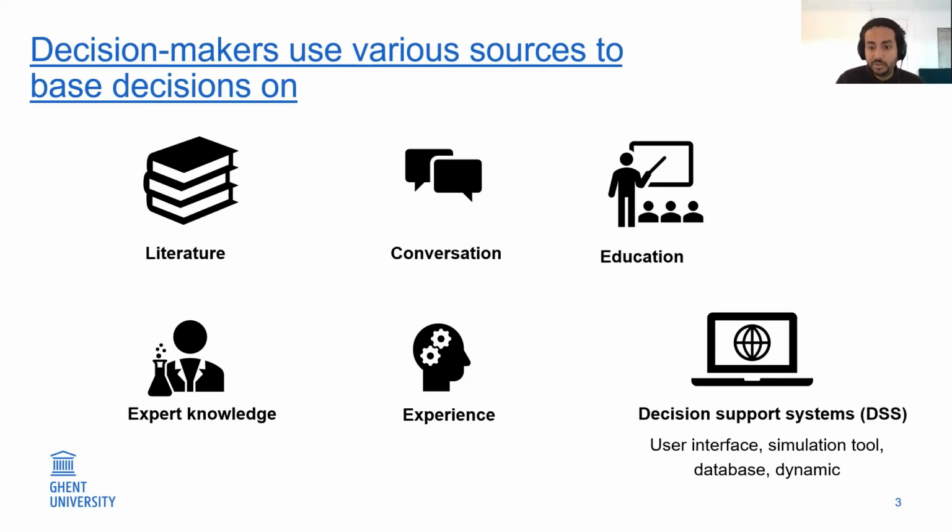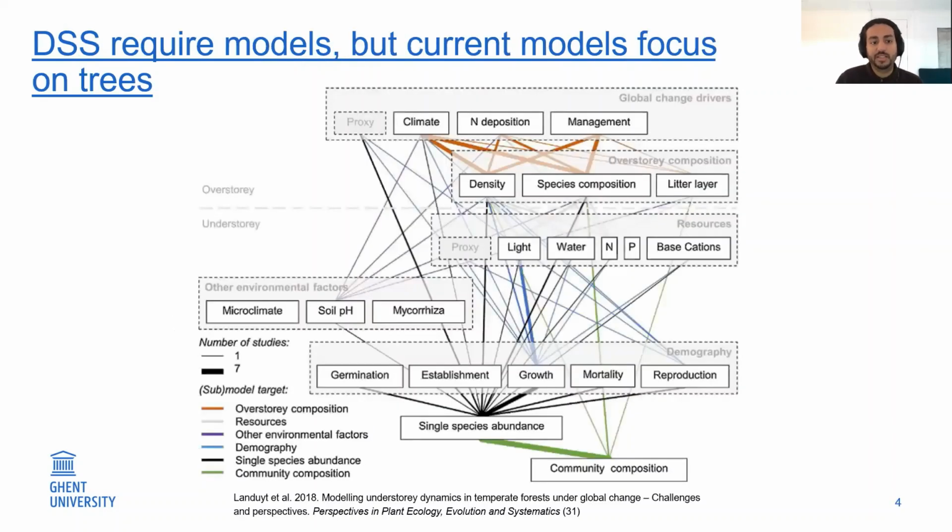It has a simulation tool. It uses database management, and it's also quite dynamic. And it is dynamic because a DSS, or decision support system, requires models to run. But currently, those models focus heavily on trees, and especially in the temperate forest biome. And there are numerous aspects that could be taken into account, as this figure is showing. And one aspect is the understory.